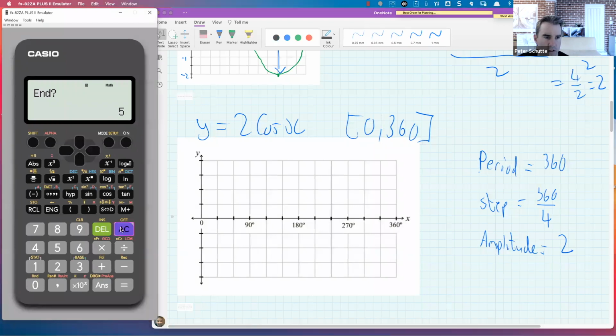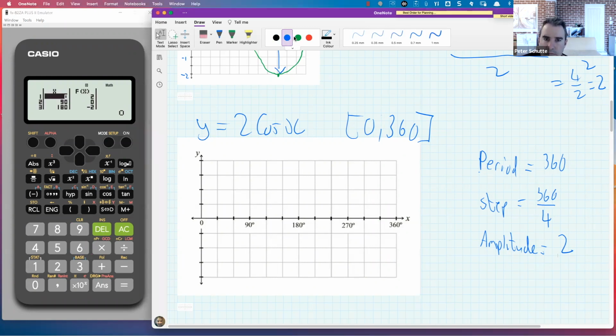Let me actually start this again. Hold on. 2 cos x. So that's 0. So let me know in the chat when you're done drawing your graph.